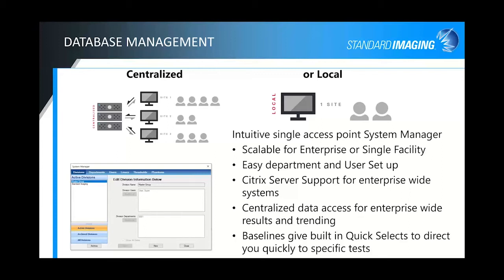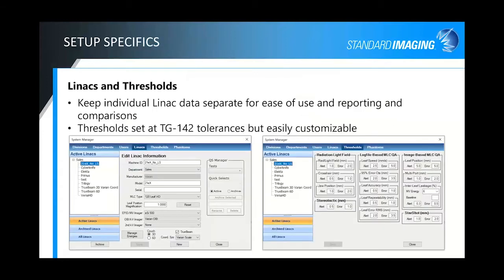And there's also set baselines within the system, which gives you what we call quick selects, which allow you to go directly to and quickly select specific tests within a system. So the LINAC and threshold, as I mentioned, individual LINAC data is separate for ease of use and reporting. The thresholds are set at TG142 tolerances out of the box or upon installation, but those are adjustable, and you can tweak those to your liking for your specific tests. So if you want to loosen or tighten some of those tolerances and constraints, you can certainly do that within the software as well.